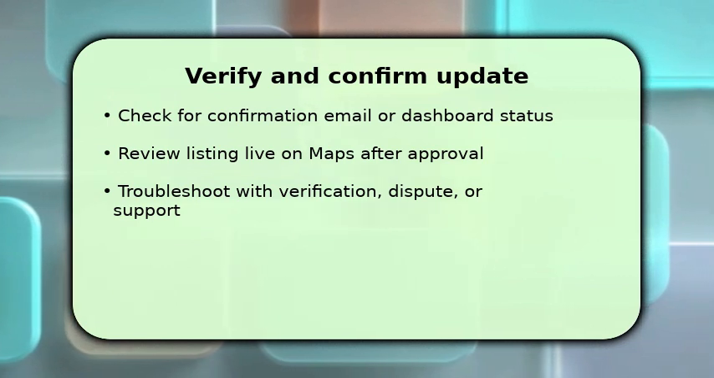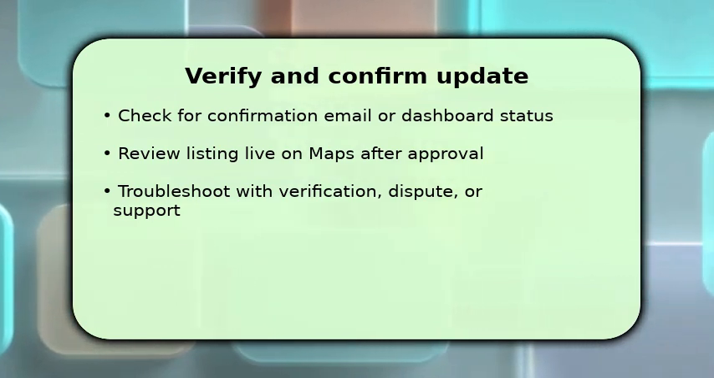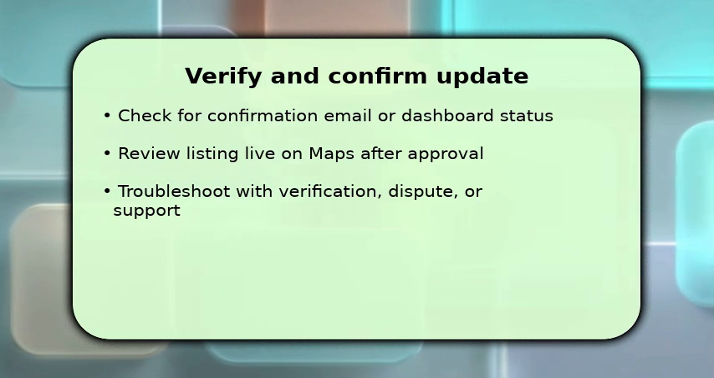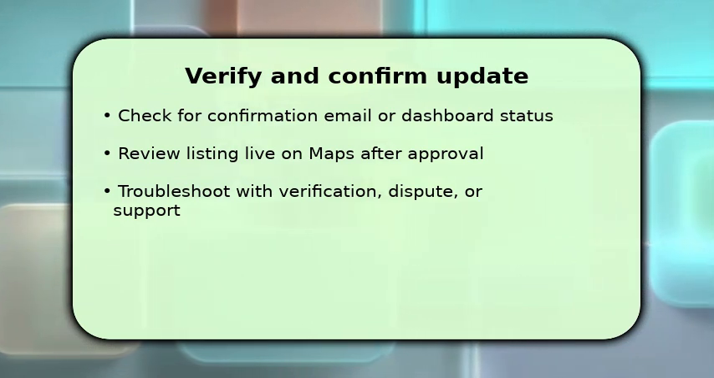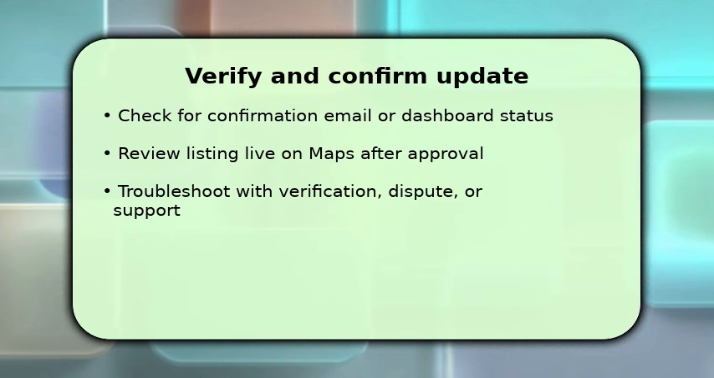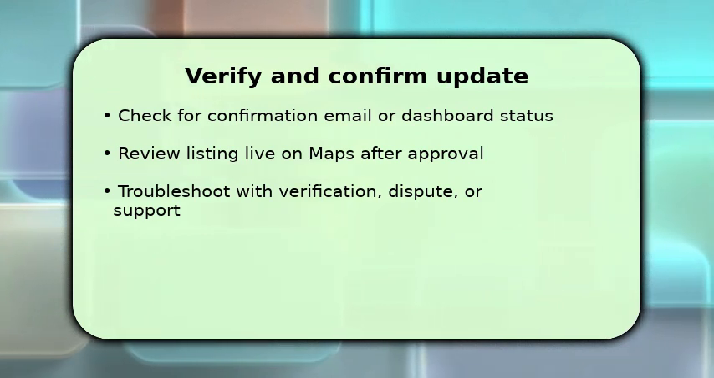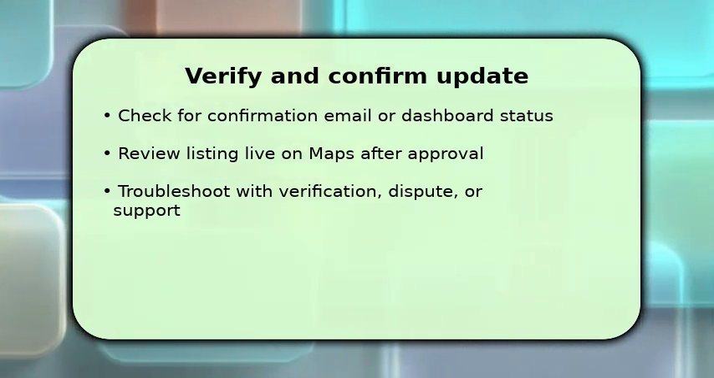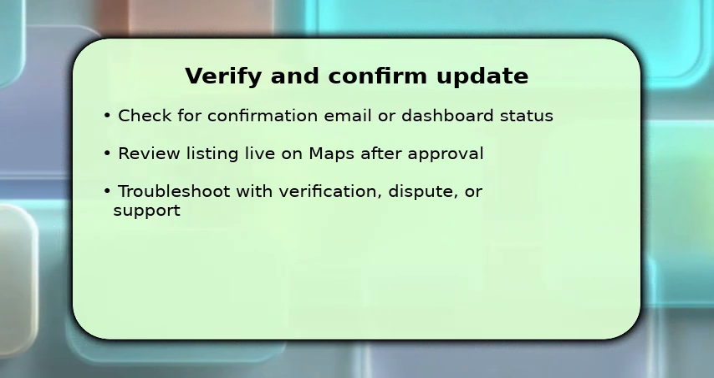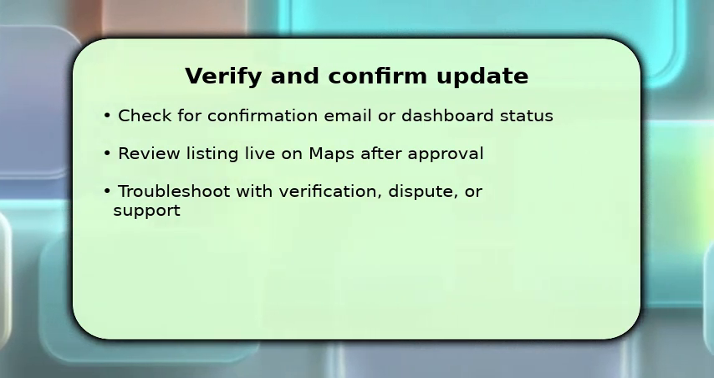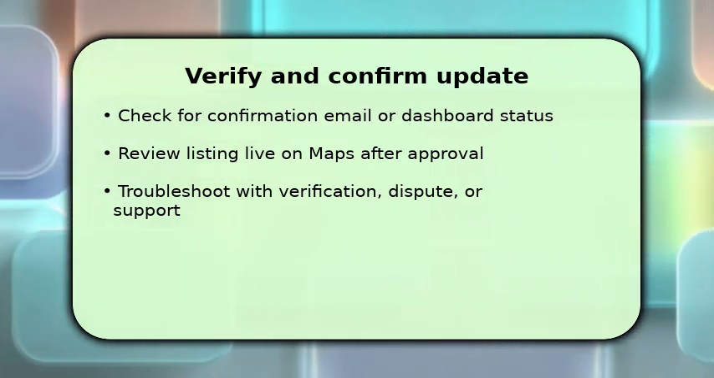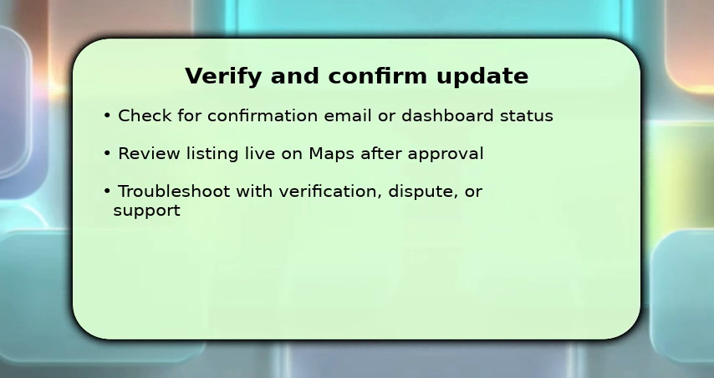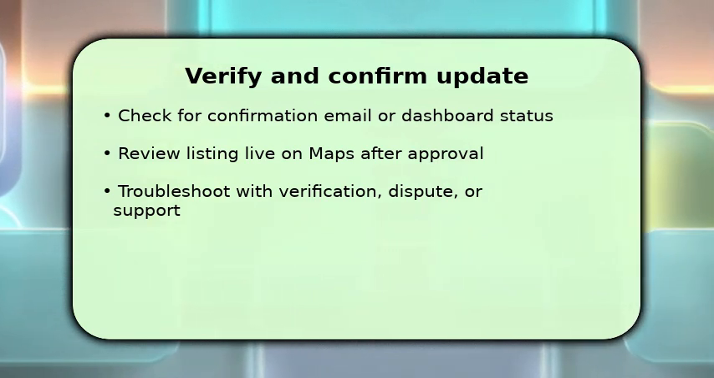Once Google approves, view the live maps listing to confirm the new number displays correctly and test the call link. If the change is delayed or reverted, make sure the account still shows ownership, resubmit verification documents, or use the business profile support options to dispute incorrect edits. Remember, consistent public records and exact formats reduce verification friction and speed resolution.